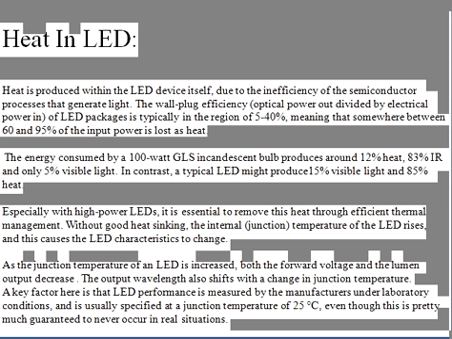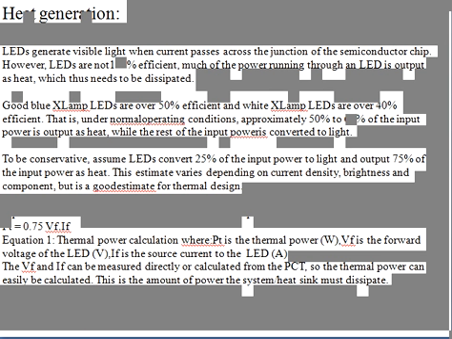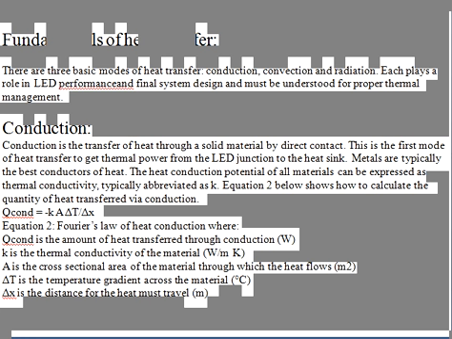Heat in LED is the major part we are discussing here. The heat is produced within the LED device itself due to the inefficiency of the semiconductor process that generates light. So we have to see how to reduce it and what the processes are. First of all, heat generation. We see the basic fundamentals of heat transfer: conduction, convection, and radiation.